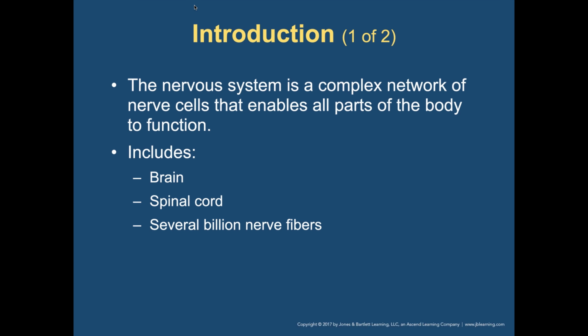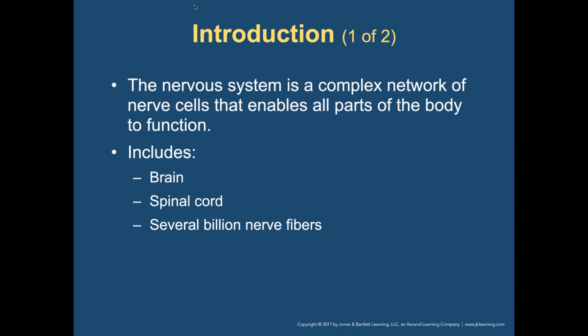All right, so the first thing we're going to do is go pretty much right into the anatomy review. These first couple of slides for the introduction just tell you what's included in your nervous system. So you have your brain and your spinal cord, which is your central nervous system, and then your several billion nerve fibers. Those are your peripheral nervous system. The central nervous system does not have nerves. There are no nerves in the central nervous system. That is just your brain and your spinal cord.